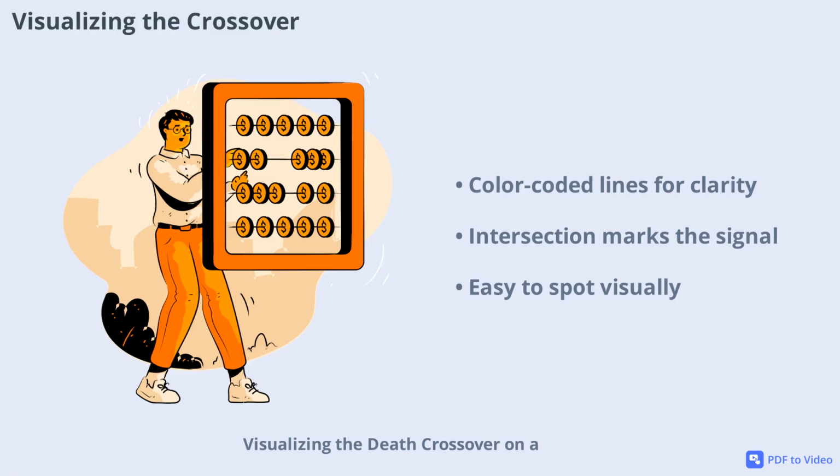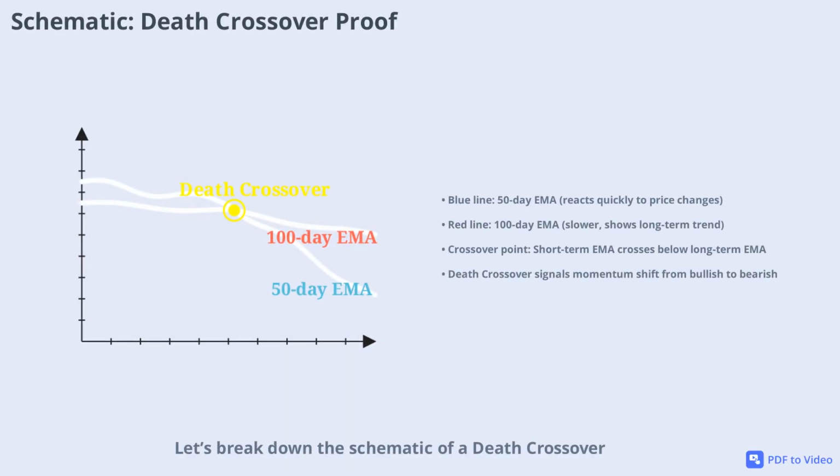Visualizing the death crossover on a chart can make the concept clearer. The short-term moving average line, usually in a different color, crosses below the long-term line. This intersection is often marked or highlighted by charting tools, making it easy for traders to spot and act on the signal. Let's break down the schematic of a death crossover.